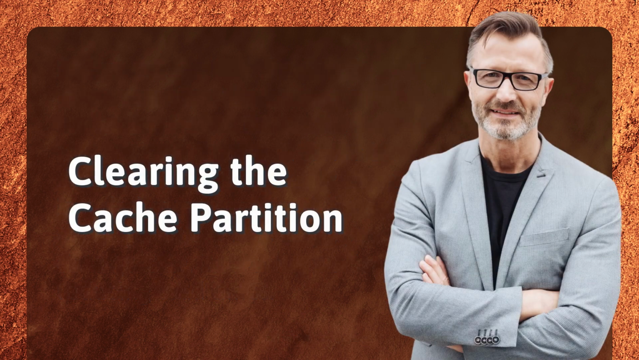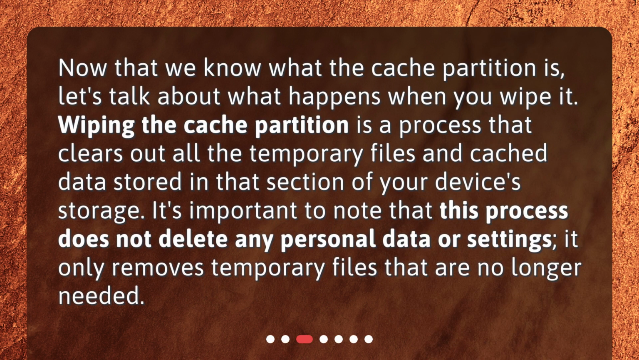Clearing the cache partition. Now that we know what the cache partition is, let's talk about what happens when you wipe it. Wiping the cache partition is a process that clears out all the temporary files and cache data stored in that section of your device's storage. It's important to note that this process does not delete any personal data or settings. It only removes temporary files that are no longer needed.